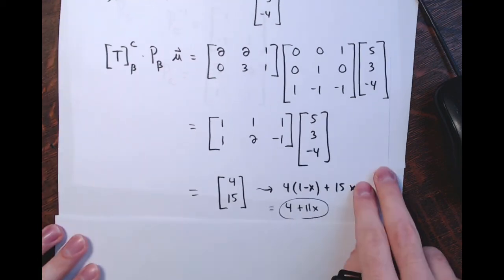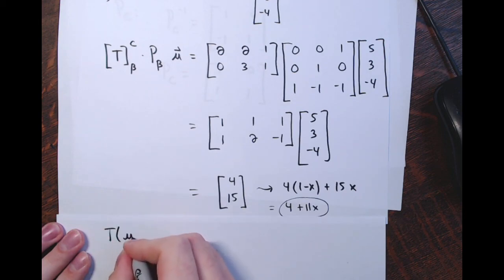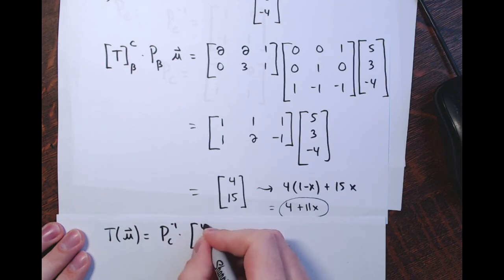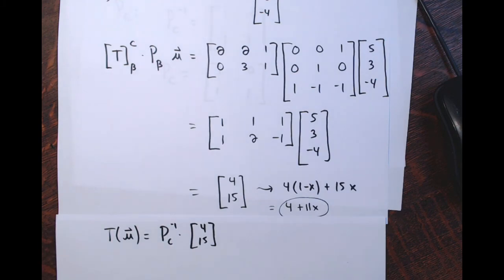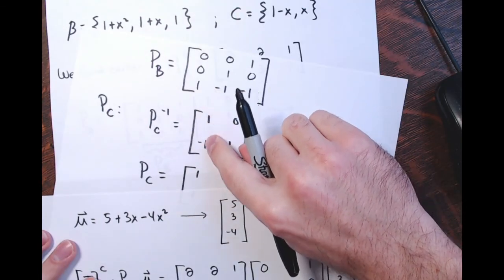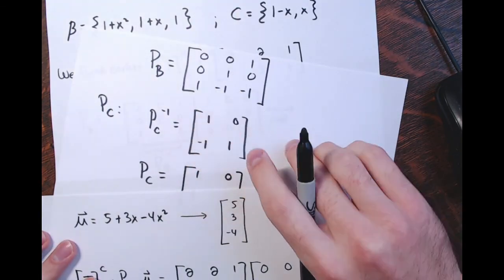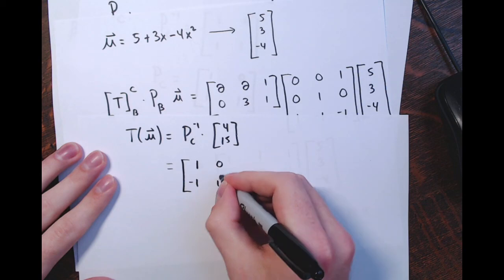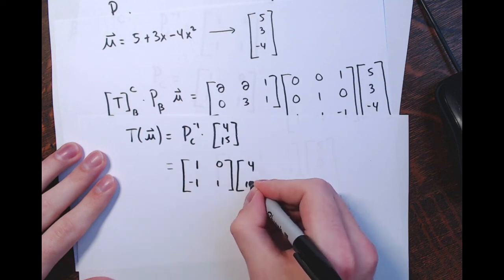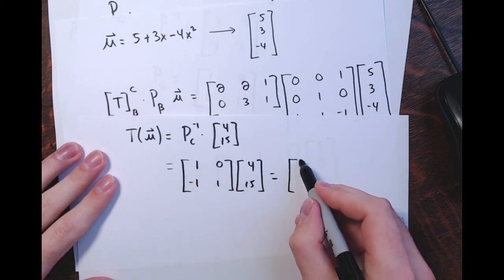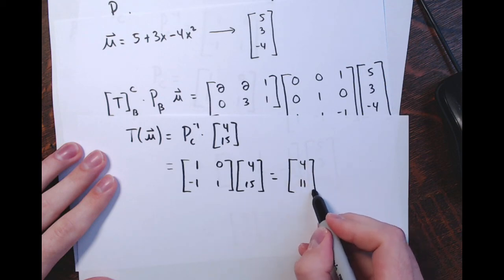So take this previous result. Now T of U should be, again, PC inverse times this 415. Now PC inverse, I already wrote that. PC inverse was, again, just this 1 minus x and x written in terms of coordinates. So 1, negative 1, 0, 1 times the 415 here. And a 2 by 2 times a 2 by 1 is a 2 by 1, you get 4. And then 11, this is where the 11 should come in.